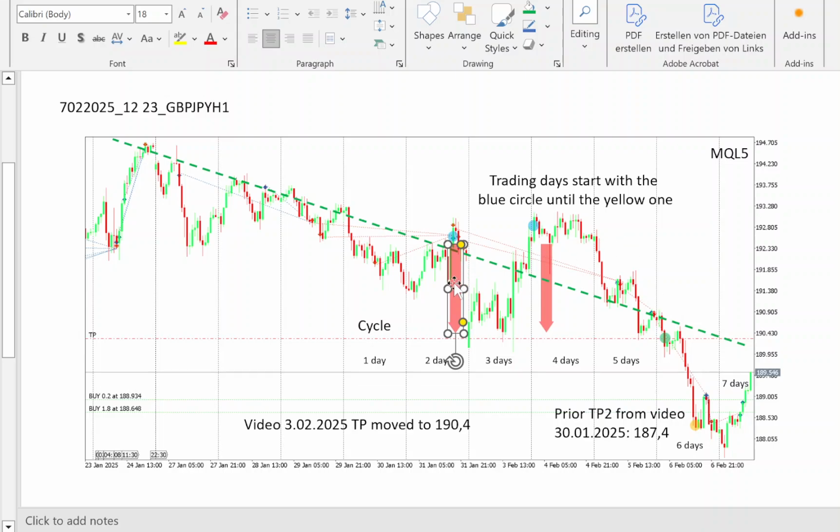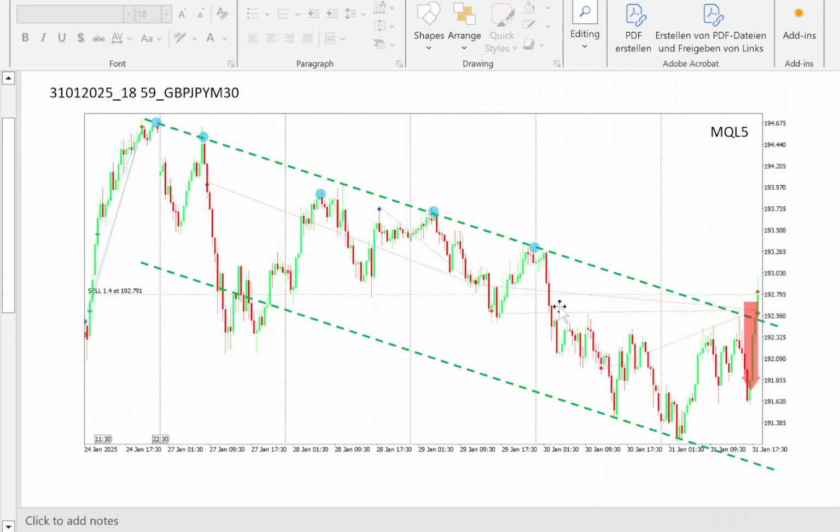You see here I had issued my first signal on the 31st of January. I said the price will go down here. This was on the second day of the downward cycle. If we go back now a little bit, at that time we were at this point at 192.79. Back then, I said the price will go down, and I showed you we are in a downward channel. If you want to see the video again, I will leave a link in the description.